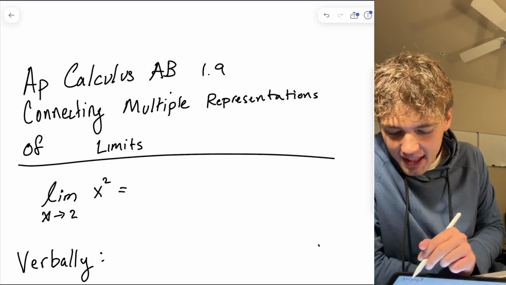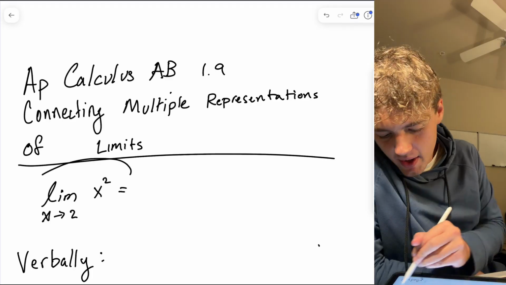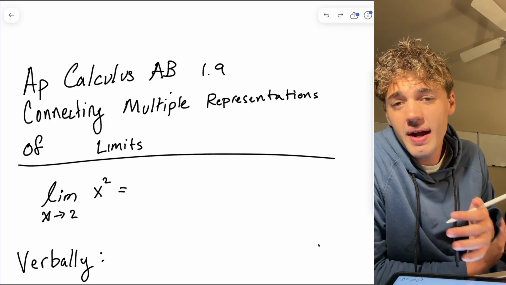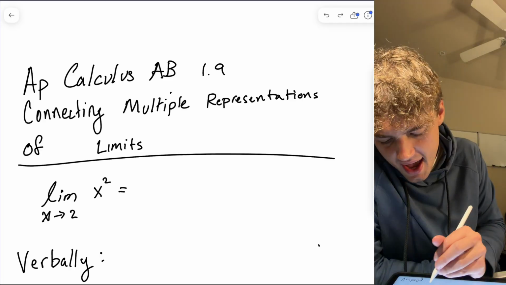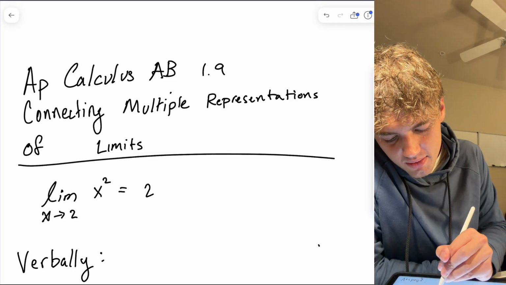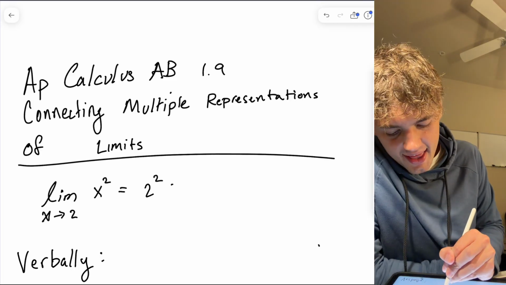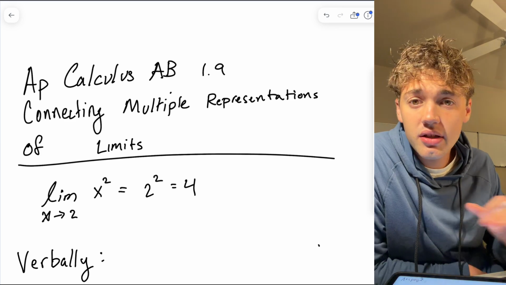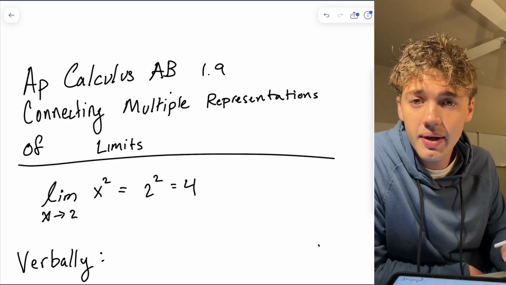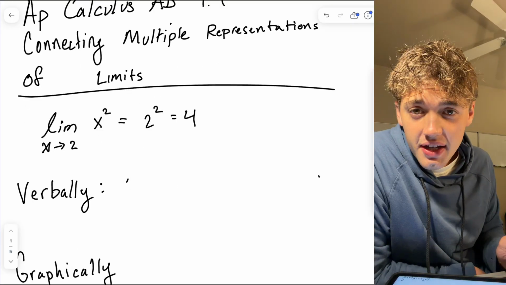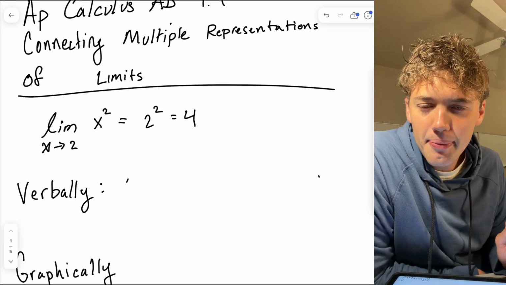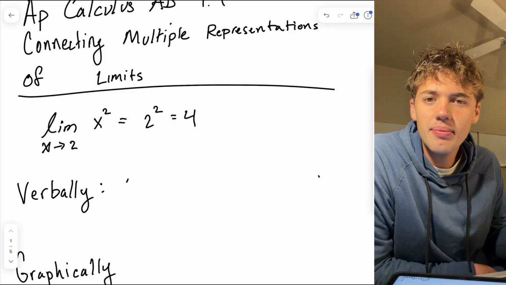So with the limit as x approaches 2 of x squared, this example I have right here, we can easily use direct substitution. And if we use direct substitution, we get 2 squared, and that equals 4. And that's great. Plugging and chugging, direct substitution is a great way to solve limits. And this is fine and good. However, we need to make sure we know what's actually happened when we say we're solving this limit.